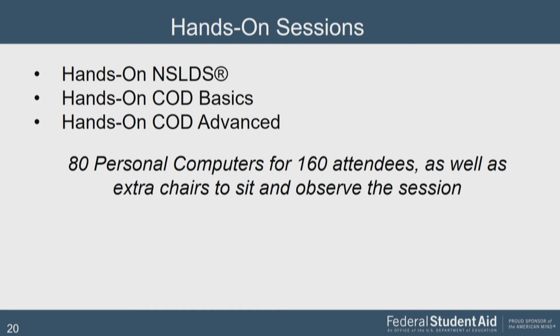In these rooms called hands-on sessions, there are 80 computers. Room for 160 attendees. That's 2 people per computer to work through hands-on exercises. But there are also extra chairs to sit and observe and watch in case you got in late and there wasn't room at a PC for you.